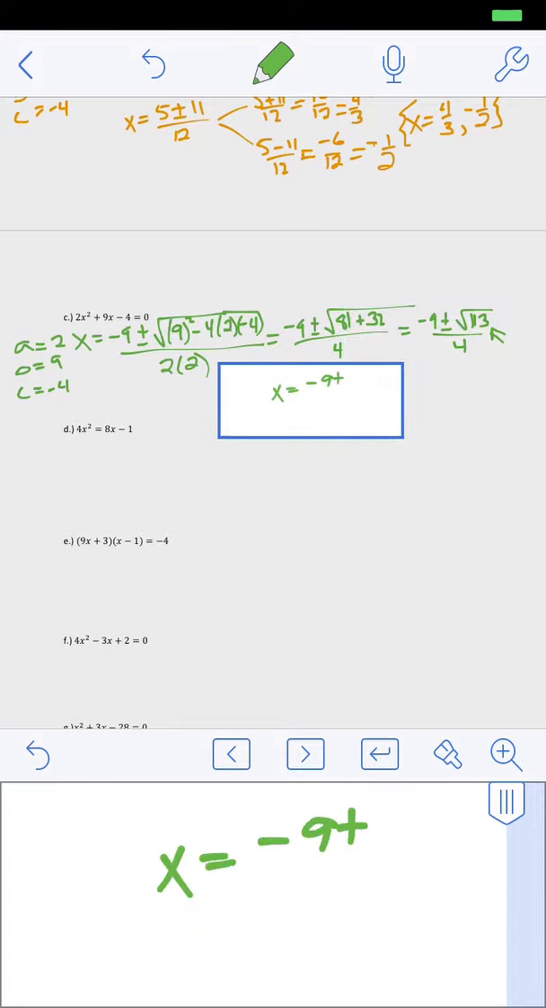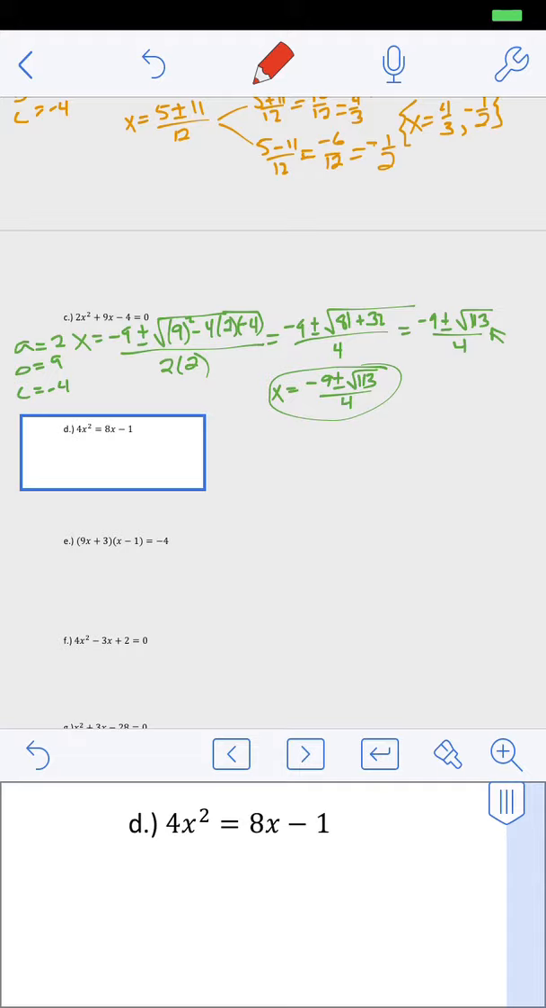Alrighty. Let's talk about this one. This one's a little strange. Let's not use orange. I'm bored of orange. Let's not use green. Let's use red. I have 4x squared is equal to 8x minus 1. Well, this isn't in our classic standard form. That's the problem. So how I'm going to fix this is I'm going to move the 2 over.